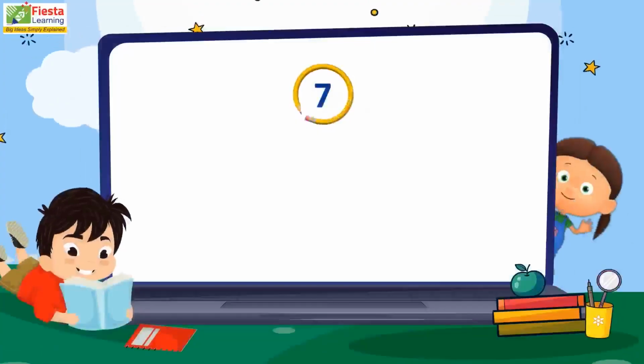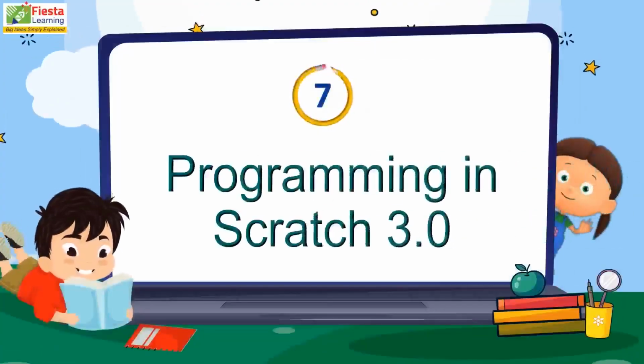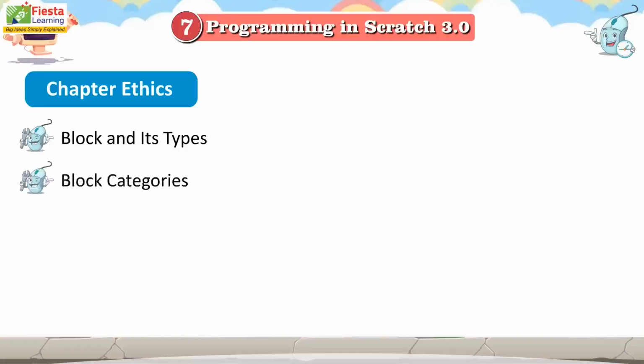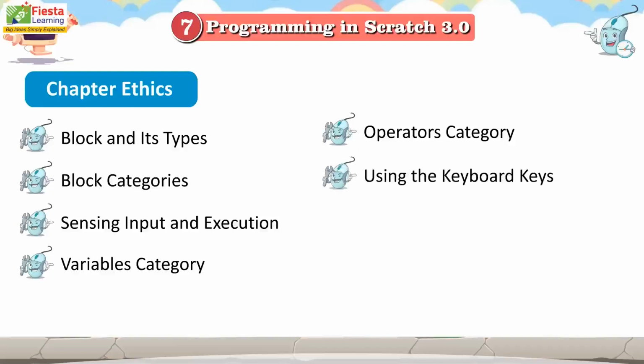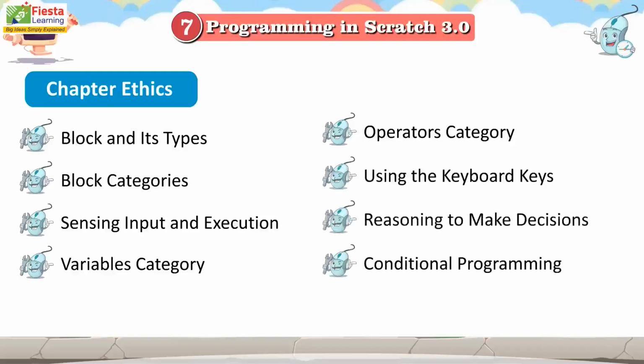Chapter 7 Programming in Scratch 3.0. Chapter contents: Block and its types, Block categories, Sensing input and execution, Variables category, Operators category, Using the keyboard keys, Reasoning to make decisions, Conditional programming.